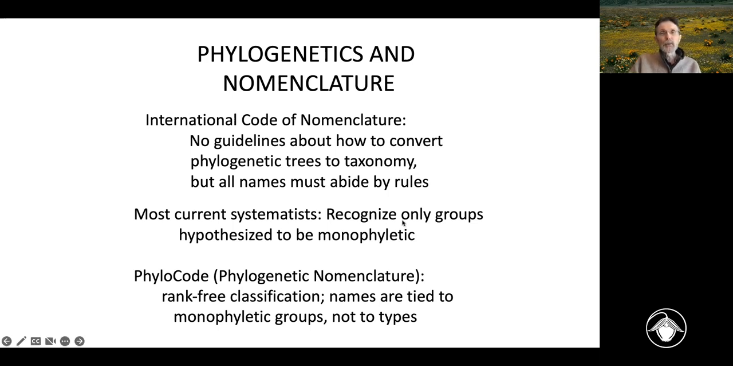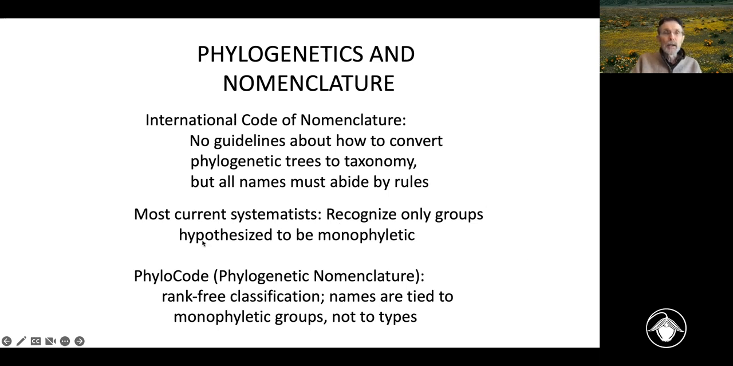But most current systematists recognize only groups that are hypothesized to be monophyletic. And so monophyly is the one criterion that most systematists subscribe to in proposing taxa. And as I mentioned, the weight of evidence is incumbent upon the person who proposes a new taxon. If people don't feel there's enough evidence for it, it won't get picked up and used to the same extent as if it has more evidence behind it. So that's a judgment made by taxonomists, whereas the rules of nomenclature can be fairly rigid.